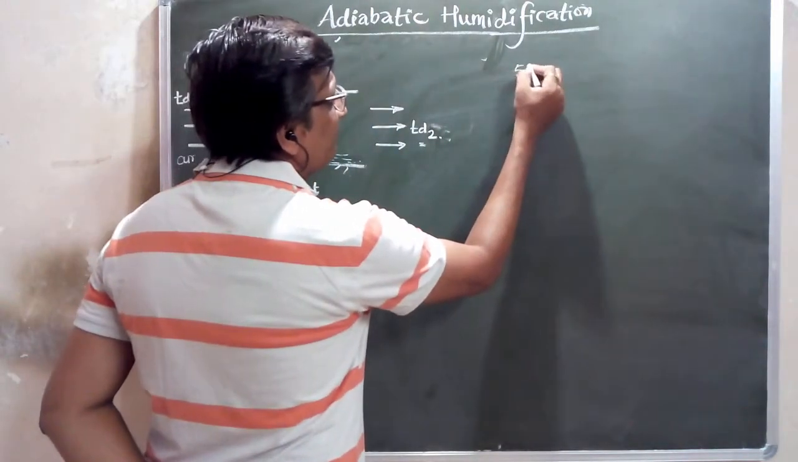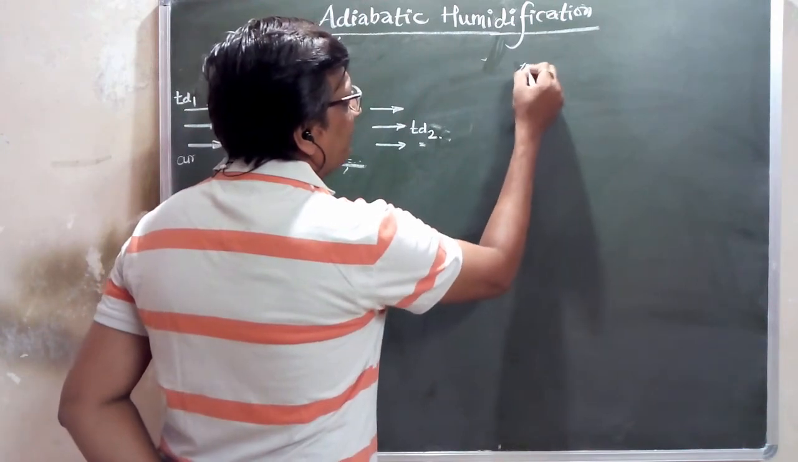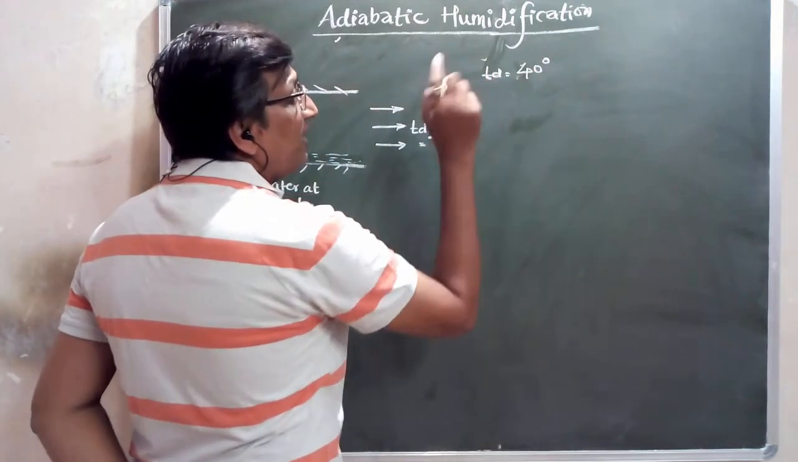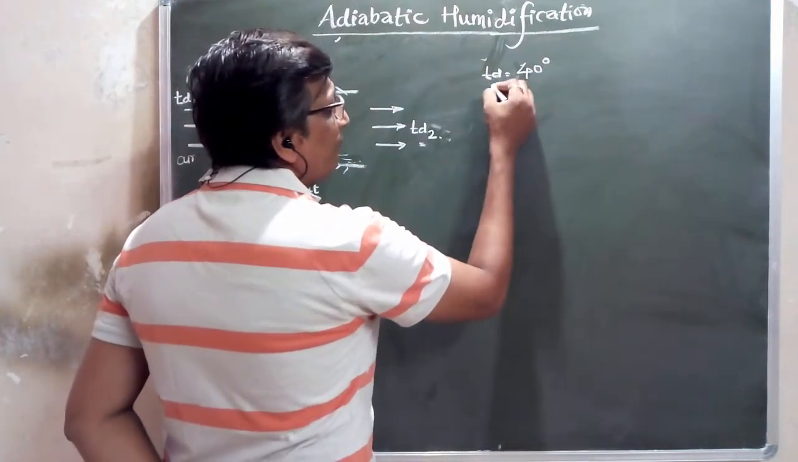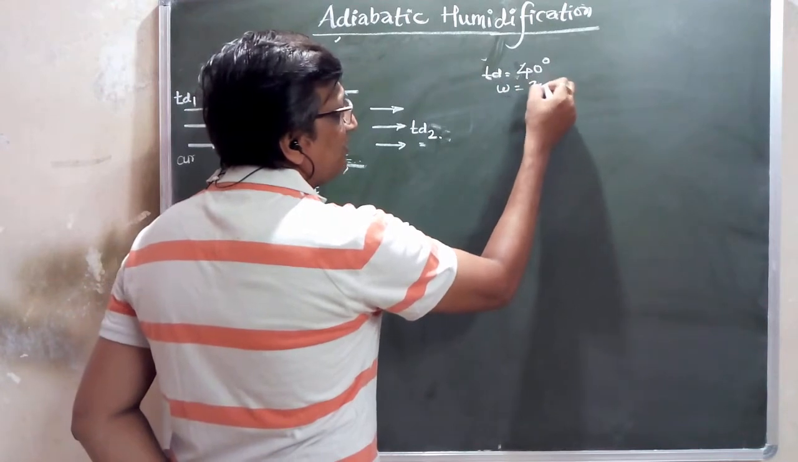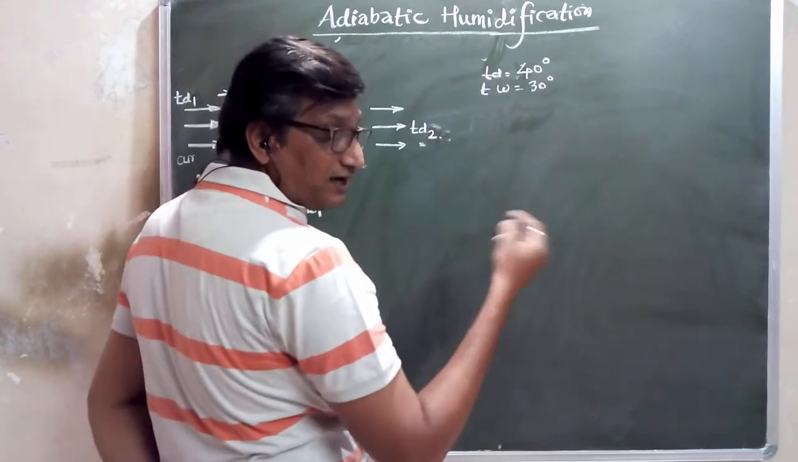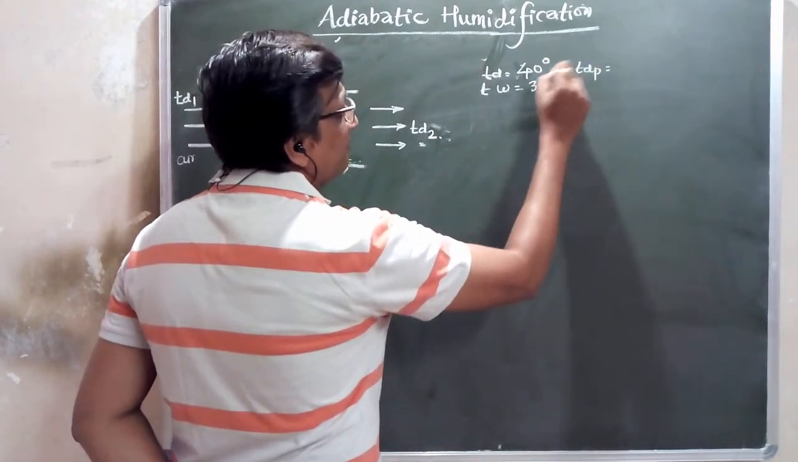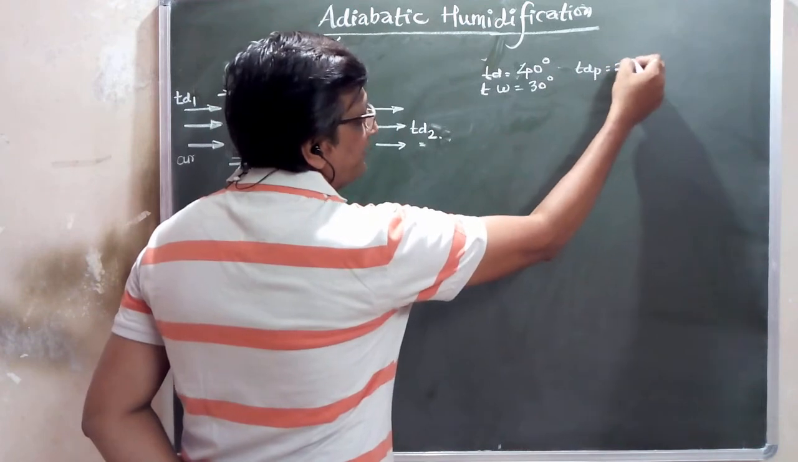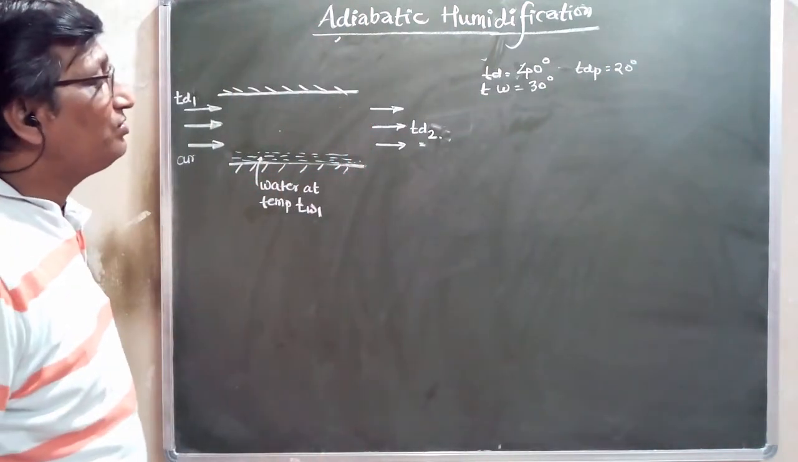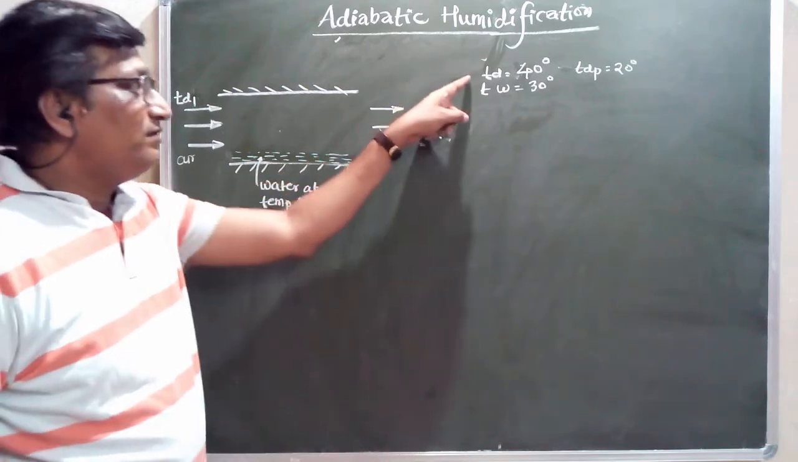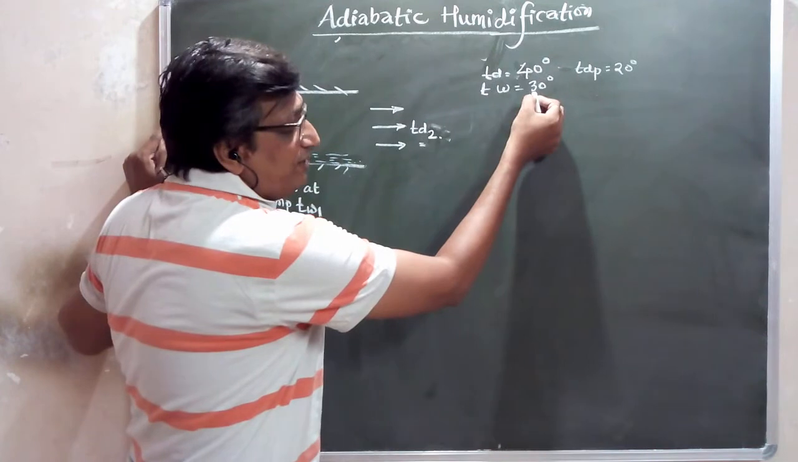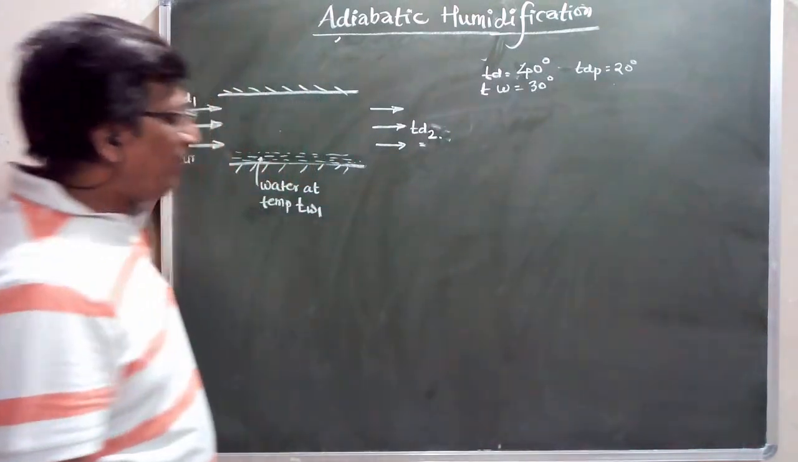So here you have to understand the concept. Let's say the temperature of the incoming air is 40 degrees, and this is the dry bulb temperature TD. Let us say its wet bulb temperature is 30 degrees, and its dew point temperature is 20 degrees. So the incoming air has a temperature of 40 degrees, wet bulb temperature 30 degrees, and dew point temperature 20 degrees.